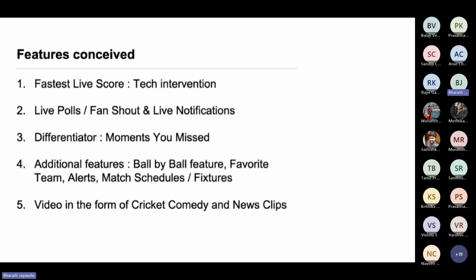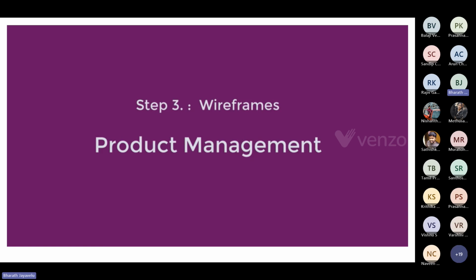Additional features include ball by ball updates, favorite team alerts, match schedules and fixtures, and videos in the form of cricket, comedy, and news clips. These are the things we need if we want to build a better app than our competitors. Based on all these inputs, we're going to move to step three.